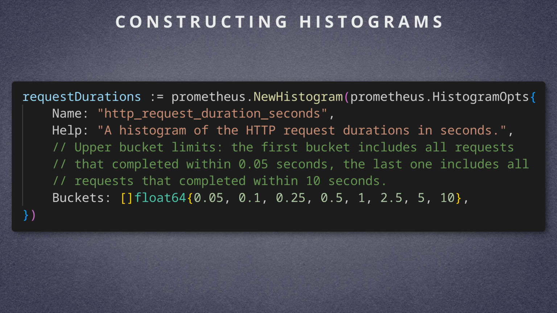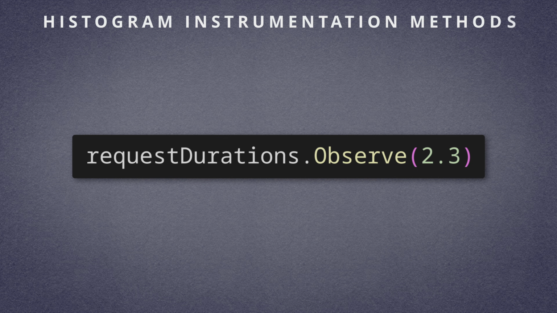When you create a histogram in your instrumentation, you have to provide a set of bucket ranges to the constructor, and then you can observe values like request durations into the histogram, just like you would have done with a summary. Now, the histogram then automatically takes care of incrementing the right bucket counters for you.